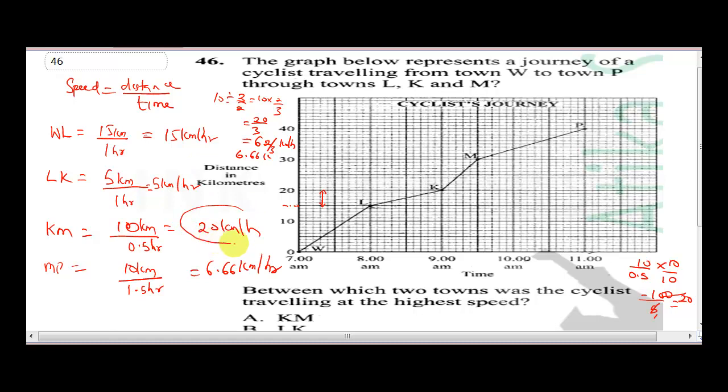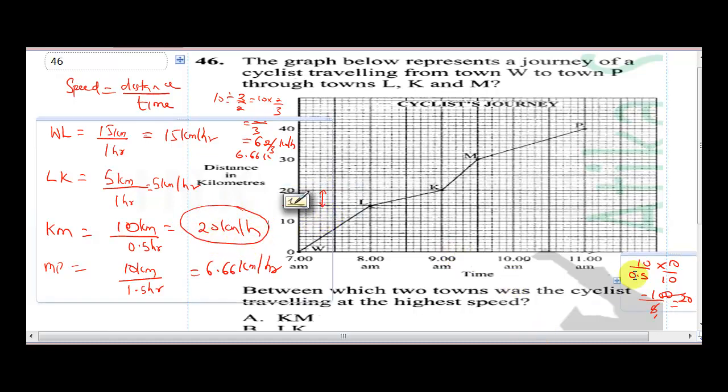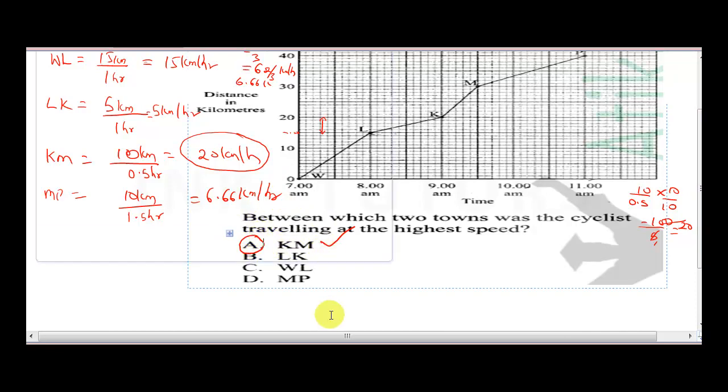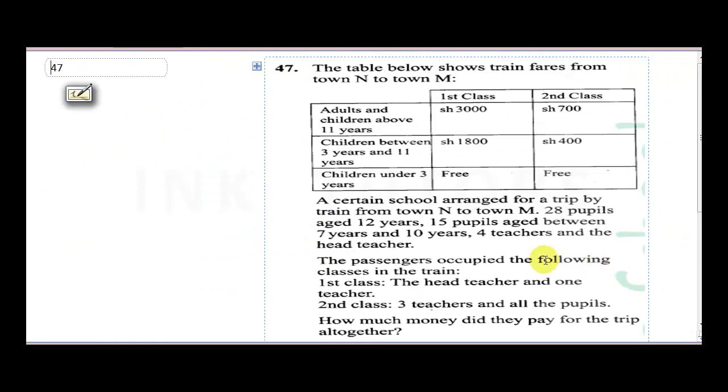Now, which of the speeds is greatest? I think it's KM. So this has the highest speed. That's when he traveled fastest. So let's look at our options. The final answer here is KM, so we're going to circle A as our answer. That will take us to question 47.